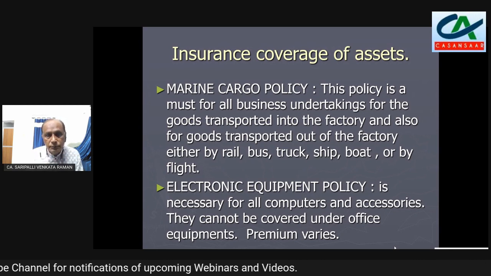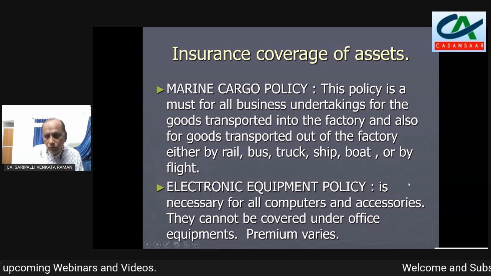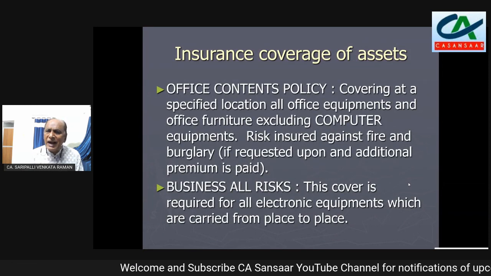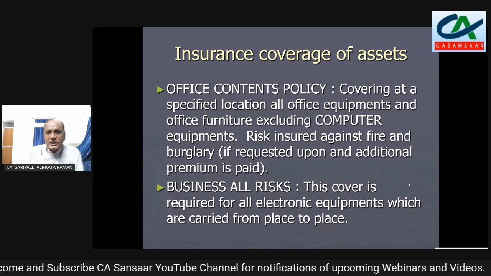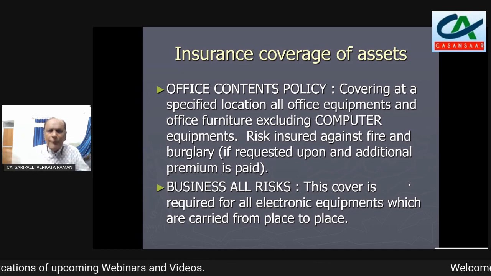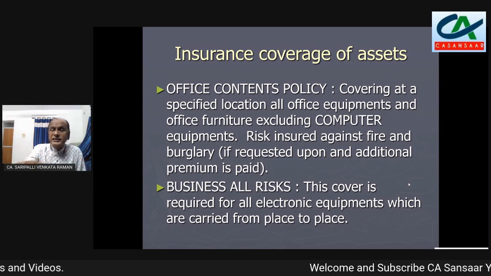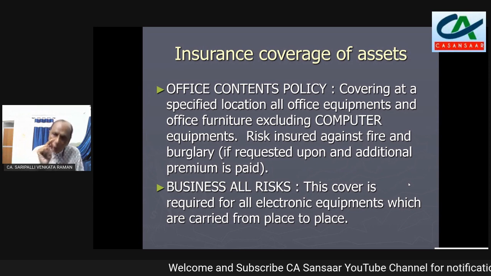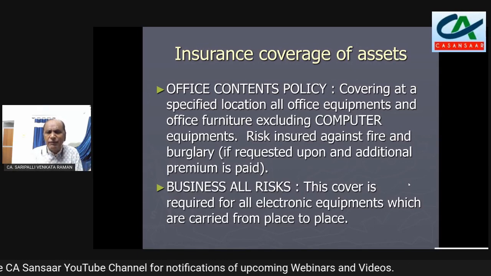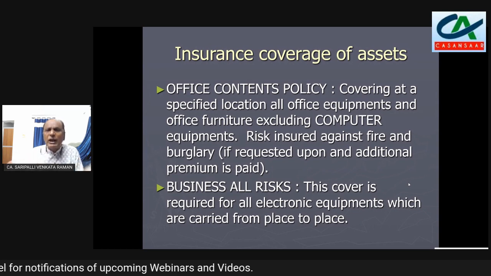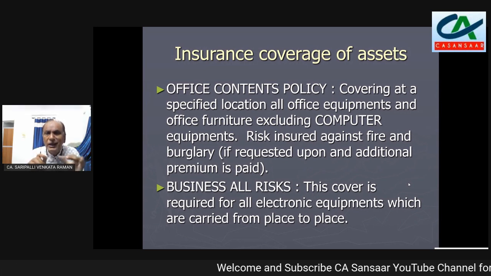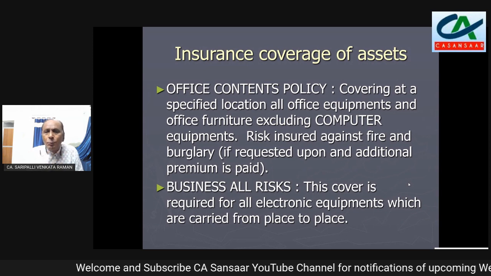Right. Now, coming to office contents. Office contents policy covers a specified location for all office equipment, that is office furniture, fixtures, and any other equipments, typewriters, and various other equipments. But generally, office contents policy does not cover computer equipments, because computer equipments have to be insured only under electronic equipment policy. Now, office equipment policy does cover fire, and it may also cover burglary if you have insisted upon it, or told the insurance company that you want burglary cover as well, and some additional premium will be charged.